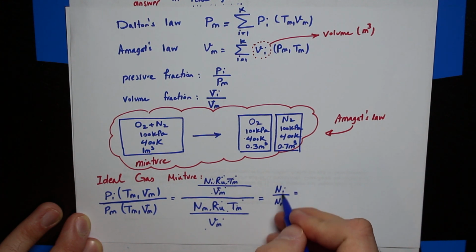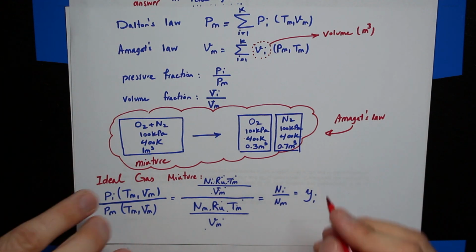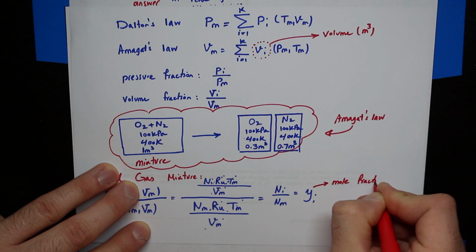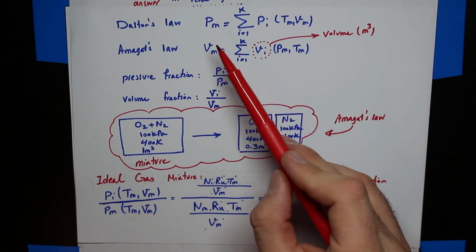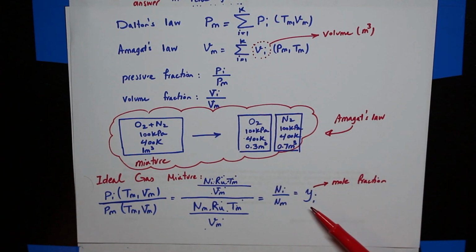But guess what? This ratio is called the mole fraction that we had before, which we showed with y. So this is our mole fraction. So basically, if we have a mixture of ideal gases, the pressure ratio, Pi over Pm, is equal to the mole fraction. Or I should say, instead of pressure ratio, the pressure fraction is the same as the mole fraction.